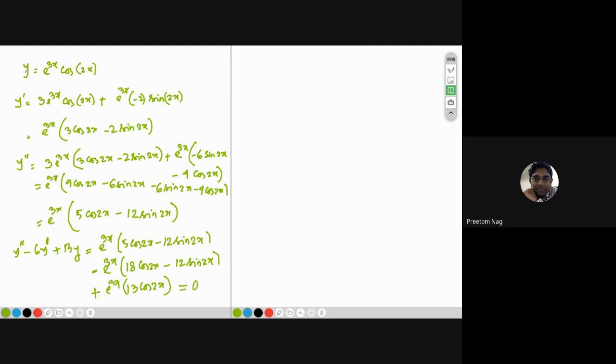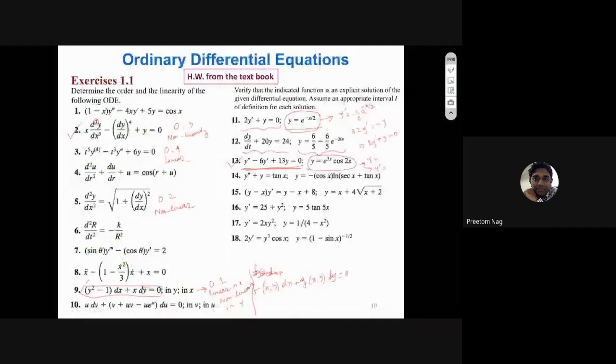y equals e to the power 3x cos 2x is the solution of this differential equation, no doubt. And what is the interval for this solution? For every real number: for every value of x, y is defined, right? So these are all real numbers. I hope you can easily solve the remaining problems, and solve them at home. Okay, let's go to the next slide.